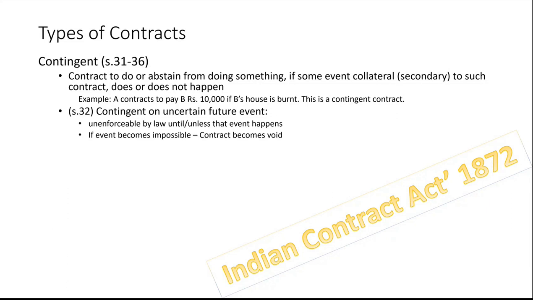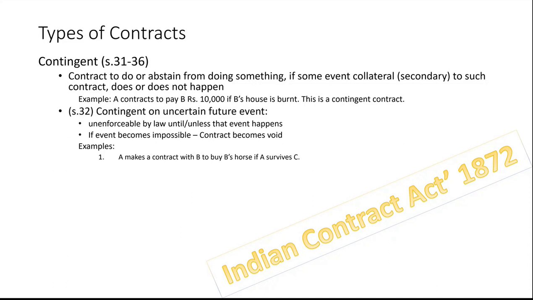If the event becomes impossible, automatically it becomes void. So you know now that if uncertain conditions become impossible, the agreement straight away becomes void. But an agreement based on uncertainty is voidable because that event is not certain. When the event certainly happens, that voidable contract becomes valid. Okay, clear to all?